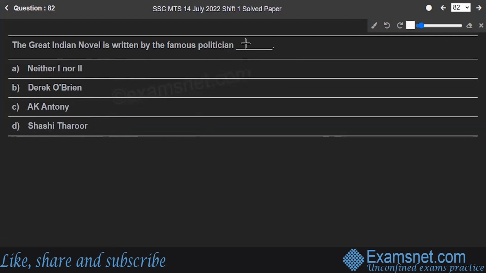The Great Indian Novel is written by the famous politician Shashi Tharoor. The Great Indian Novel is a novel by Shashi Tharoor. It was first published by Viking Press in 1989. It's a work of fiction that retells the story of the Mahabharata. The title is an allusion to the long-standing concept of the Great American Novel. So, option D is the correct answer to the question.